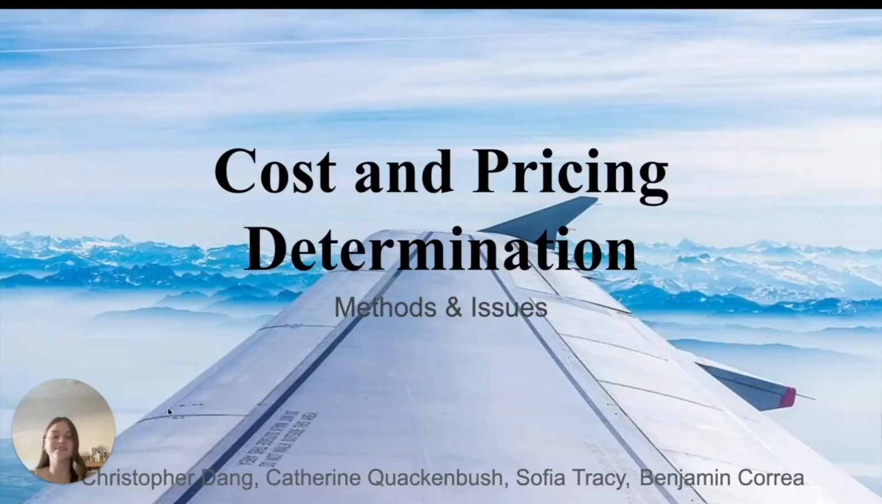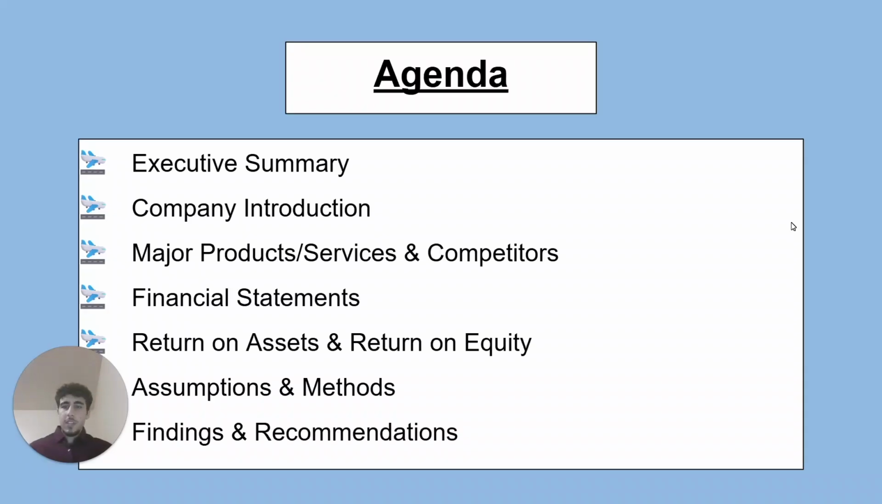Our project focuses on the cost and pricing determination methods and the issues that are involved with United Airlines. Today we're going to be doing an executive summary, a company introduction, as well as talk about major products, services, and competitors, as well as financial statements, return on assets and return on equity, as well as assumptions and methods, and our findings and recommendations.